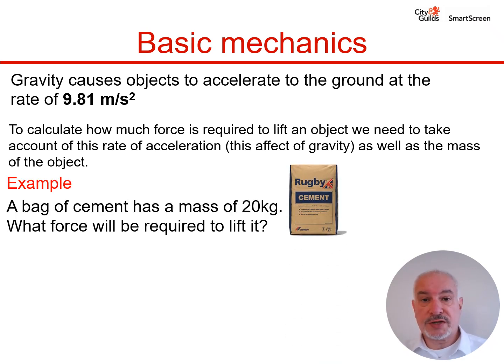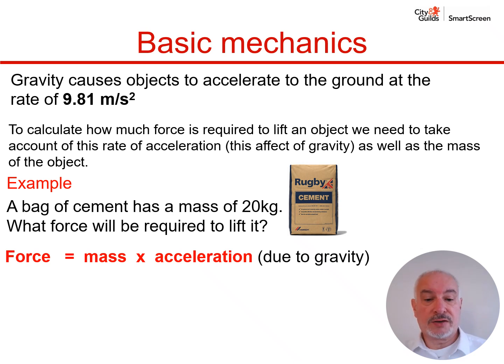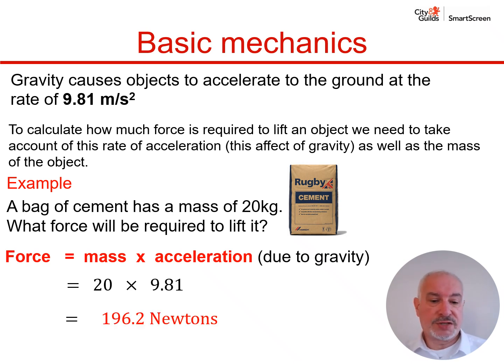So just work through this example. A bag of cement has a mass of 20 kilograms. What force will be required to lift it? The answer is by using this formula: force equals mass times acceleration, and that's the acceleration due to gravity. So it would be 20 times 9.81, which is 196.2 newtons.